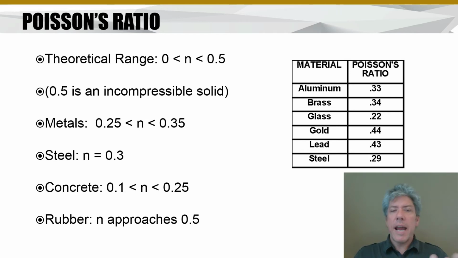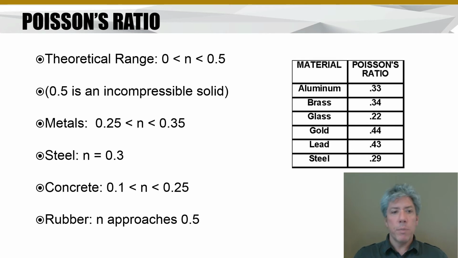A half corresponds to a substance that is perfectly incompressible. So an incompressible solid. As a matter of fact, let's jump forward. Rubber actually is more incompressible than steel. Now that may surprise you a little bit because you know that rubber is actually very flexible. But what we're saying here is not that rubber won't flex. We're saying that rubber doesn't change its volume as much as steel does when you stretch the steel.